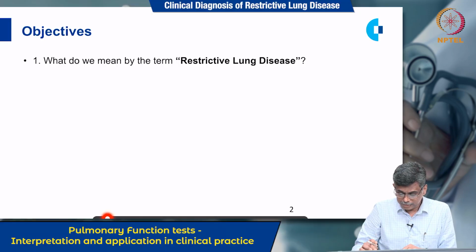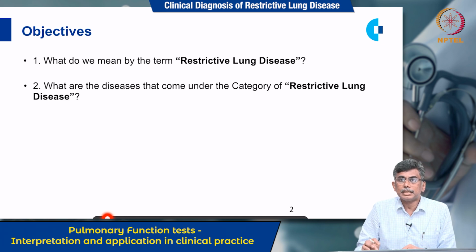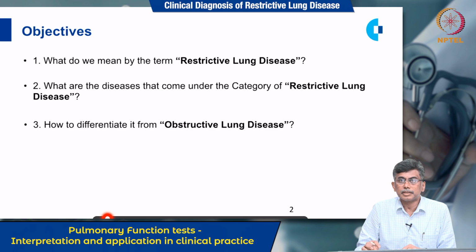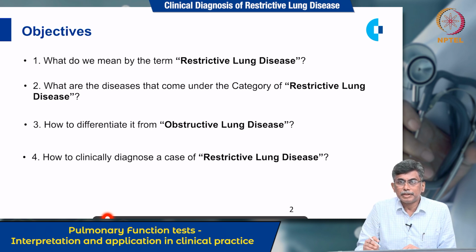The objectives of my talk will be, first, we will see what we mean by the term restrictive lung disease. Then we will see what diseases come under the category of restrictive lung disease. Then we will see how to differentiate restrictive lung disease from obstructive lung disease. Then we will come to the topic per se, which is how to clinically diagnose a case of restrictive lung disease. And finally, to understand it better, we will have some clinical scenarios.